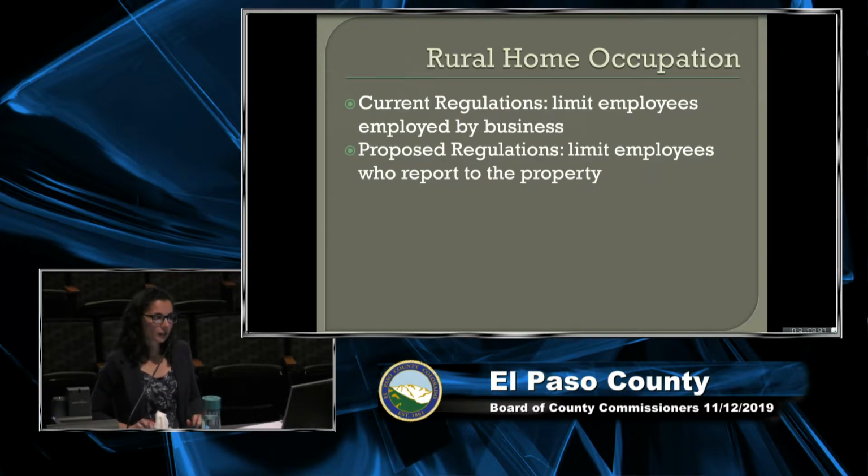Our current regulations limit the employees by the business. This is difficult because our code enforcement officers can't really go to somebody and say, we want to see all of your employees, give us records of all of your employees. That's not realistic. So we're proposing to limit the employees to those that report to the property instead of just the total number of employees. That way, if we wanted to count the number of people, we would be able to do that.